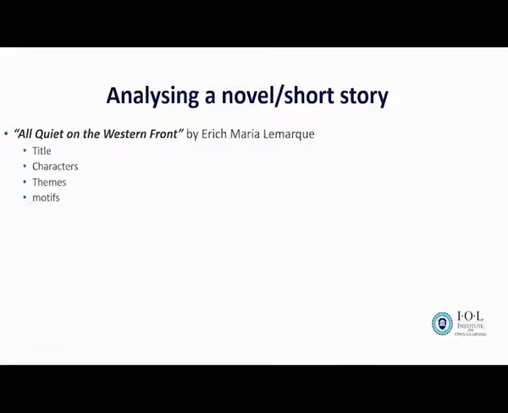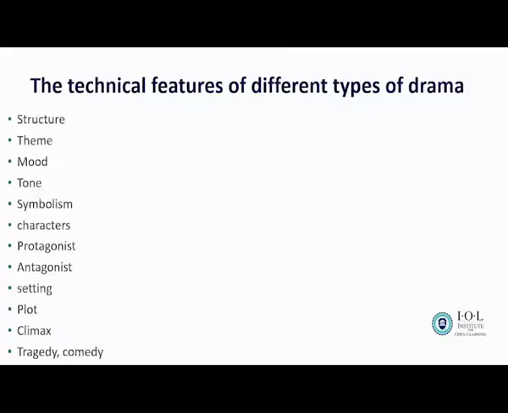And also there are different characters in the novel, such as Paul Baumer and Albert Kropp. So those are all characters. What role do these characters play? And also the themes, how important are these themes and the motifs within this novel? So pay attention to the novel All Quiet on the Western Front and be able to know all those different features within that.